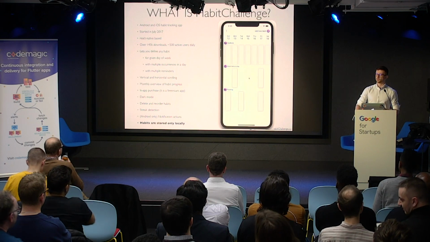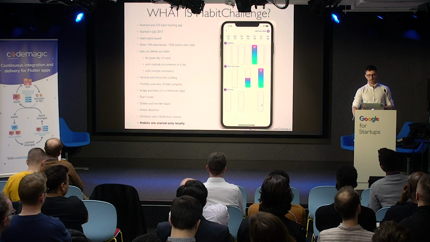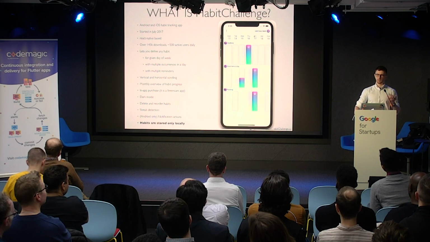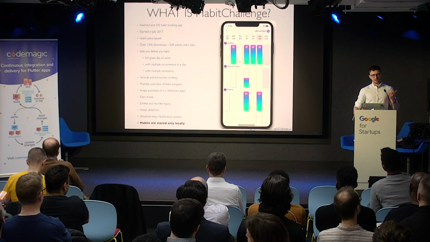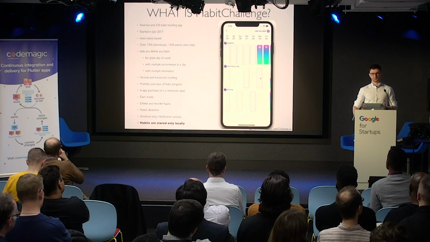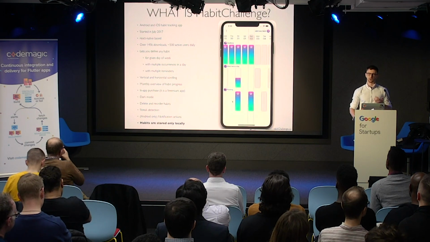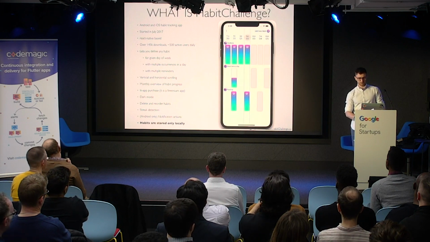From the technical perspective, there is vertical and horizontal scrolling. There is, as I said, dark mode. There are in-app purchases because Habit Challenge is a freemium app. And for the React Native version, I went with SQLite. So everything is stored on your phone. If you lose your phone, you will lose all your data.